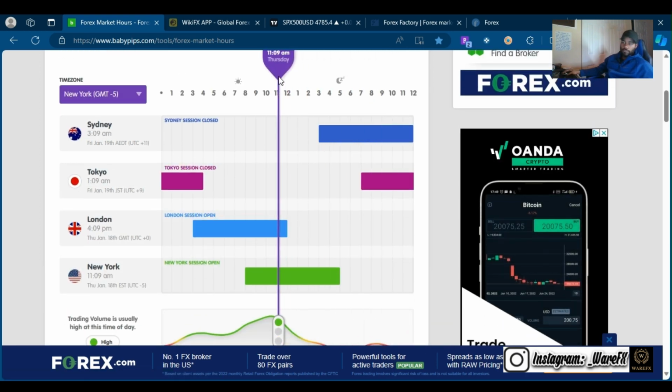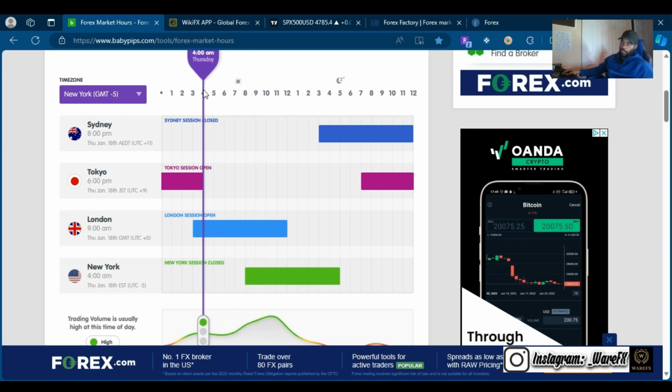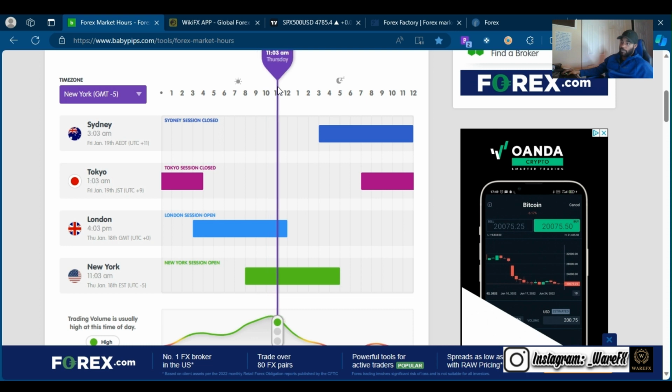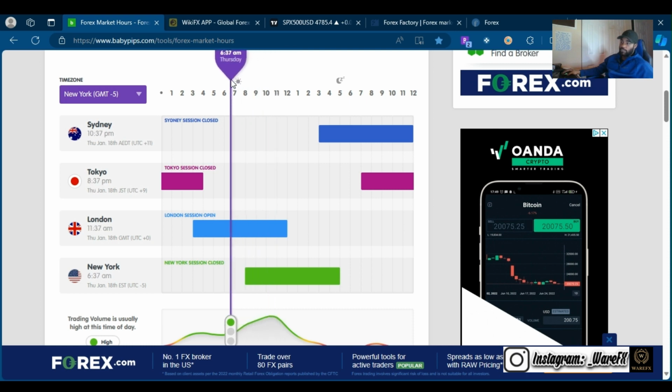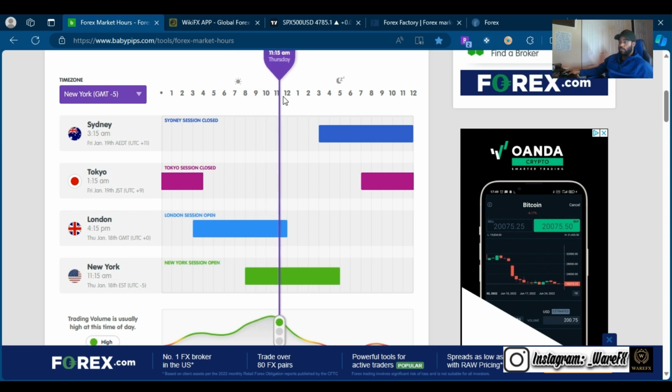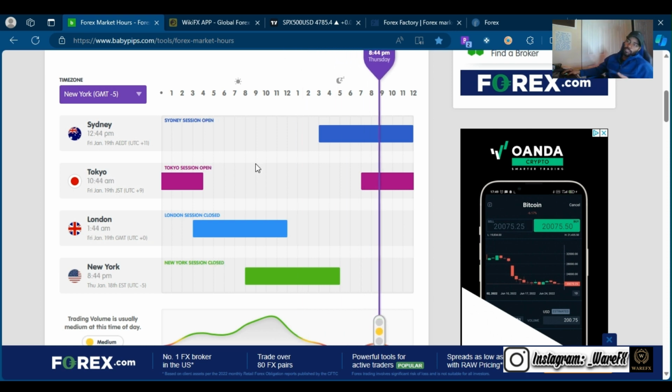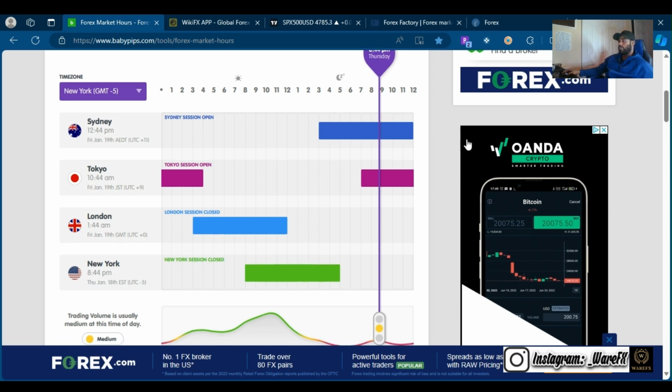If you move this, you can go through the sessions and see where the most volatility lies. So the most volatility looks like it's around 10. It starts at about 7 up to about 11. You get that peak, and it usually drops around 1. And that's mainly because London session and New York session are both open at the same time. And if you look up here, it also says Sydney session open, Tokyo session open, London session closed, New York session closed. So this is very useful.